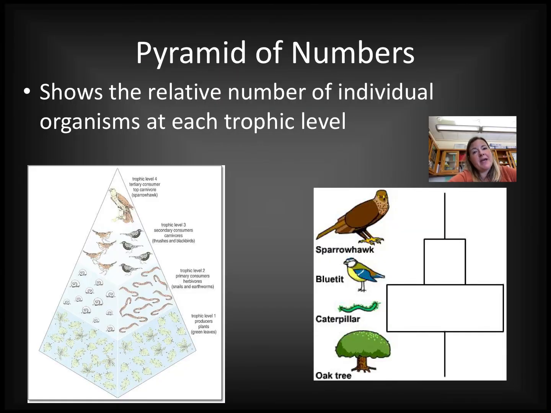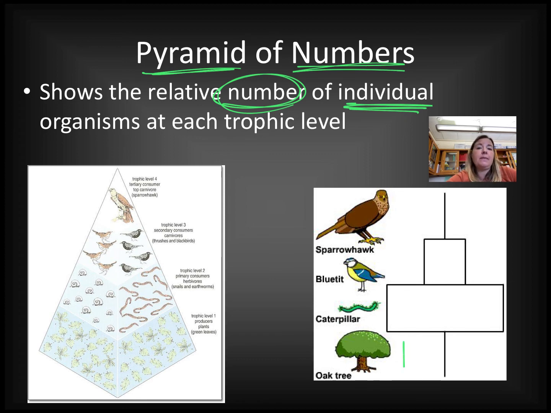Similar to a biomass pyramid is a pyramid of numbers. A pyramid of numbers actually shows you the actual number of individual organisms at each of the different trophic levels. For example, if you're in a forest, one oak tree might support hundreds of caterpillars in that tree. And then there might be 4 or 5 birds that live in that tree and eat those caterpillars. And then there might just be 1 sparrowhawk that gets supported by the birds and caterpillars living in that tree.